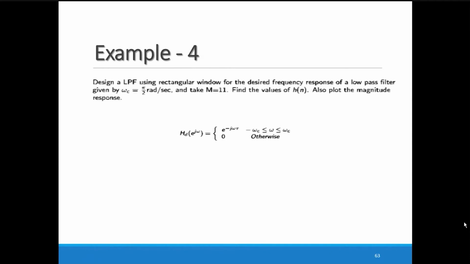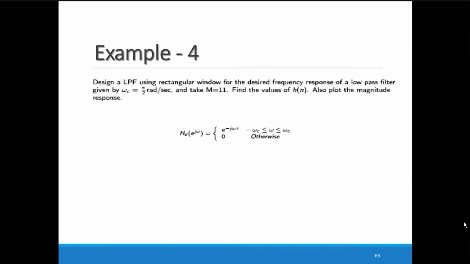Okay, has any of you got any answer? Any of the values, h0, h1 or something? Not all 10, but a few of them. Okay, let me share the solution with you.